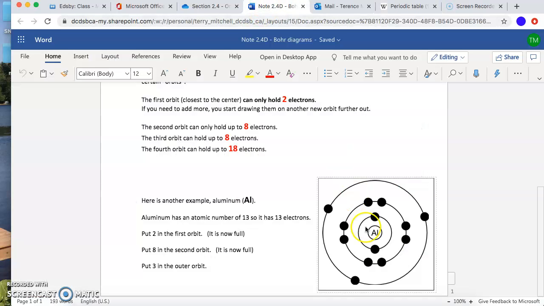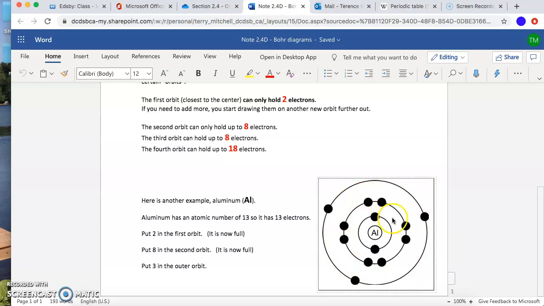So when we draw this up, in the nucleus here, I would want you to put 13 protons, 14 neutrons, and then we have 13 electrons. So we draw our first orbit and we put 1, 2. We draw our second orbit, which holds 8. So we put 8 in that orbit. Now 2 and 8 is 10. We have 3 more electrons to draw. So we draw a third orbit, and there's our 1, 2, 3.